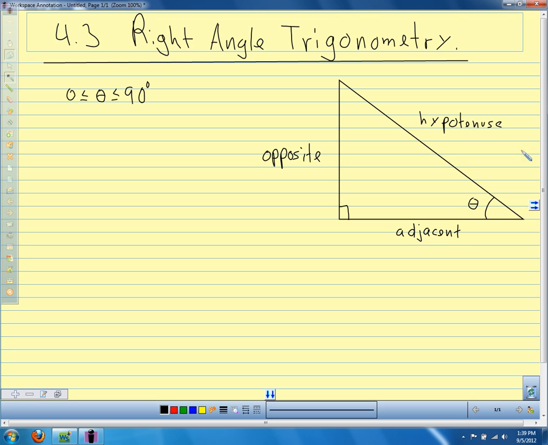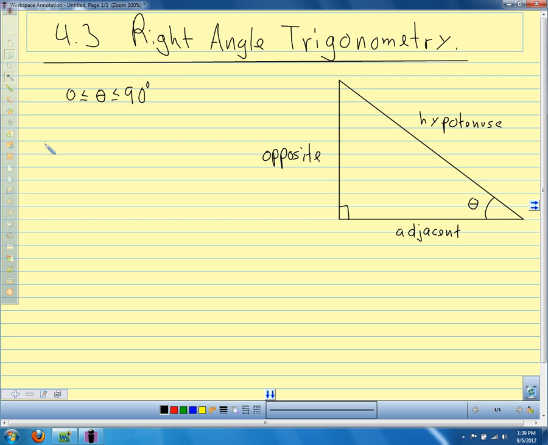Because if we have a particular angle in a right triangle, no matter how big or how small that triangle is, as long as it has this particular angle and a 90-degree angle, all of those triangles are going to be similar. So we can make these ratios between the sides, and they're going to be the same no matter how big that triangle is. And that's really the foundation of trigonometry, is that all right triangles with a particular angle are similar. So no matter how big or small they are, we can make these ratios. So we're going to define our trigonometric ratios.